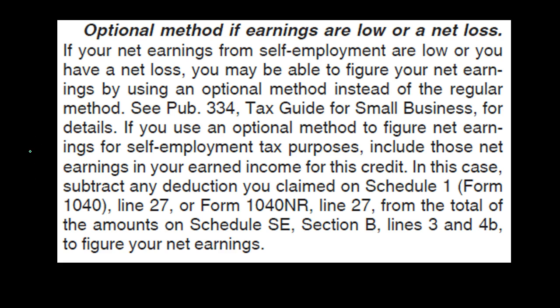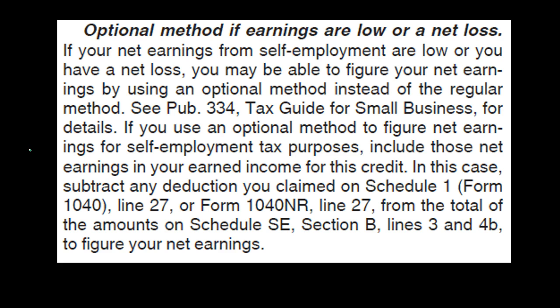Optional method if earnings are low or a net loss. If your net earnings from self-employment are low or you have a net loss, you may be able to figure your net earnings by using the optional method instead of the regular method. See Publication 334, Tax Guide for Small Business, for details. If you use the optional method to figure your net earnings for self-employment tax purposes, include those net earnings in your earned income for this credit.